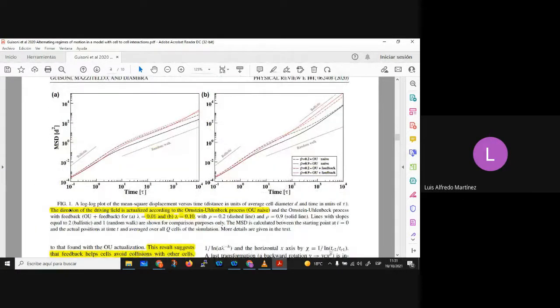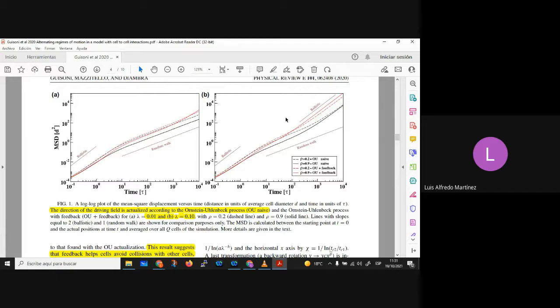In figure one, we show a logarithmic plot of the mean squared displacement versus time, with the OU process, the standard process, named here OU process, and OU process plus feedback. Feedback includes driving fields. A corresponds to the low density cells and the high density cells.